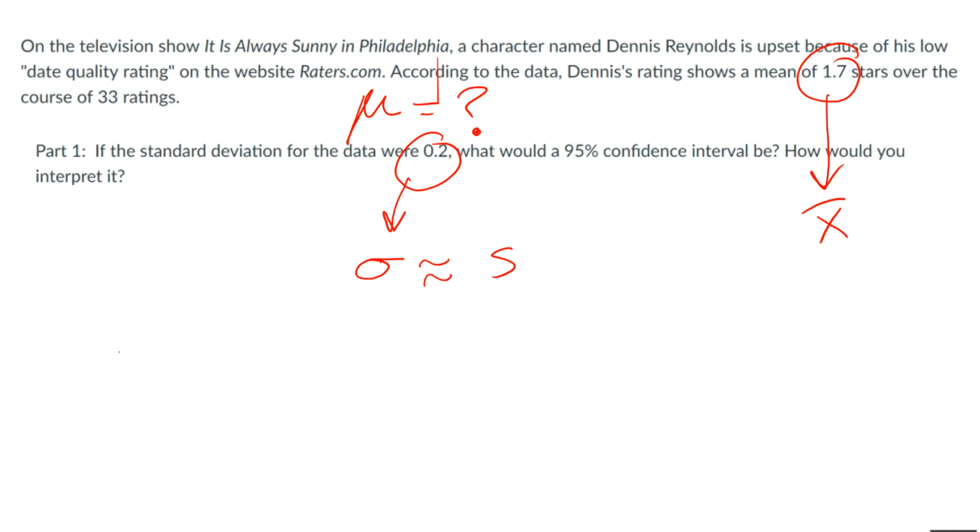All right, so here we go. We're going to use the formula. It's the point estimate, which is the best estimate of what mu is. We'll leave ourselves some room for error. Point estimate plus or minus the margin of error, which is computed as the critical value times standard error.